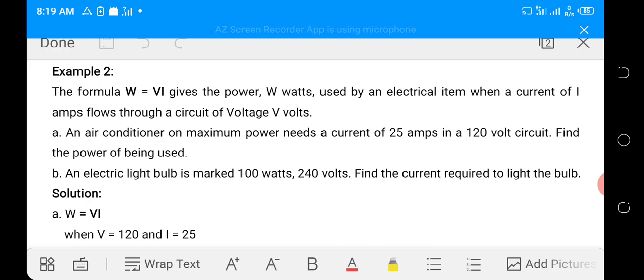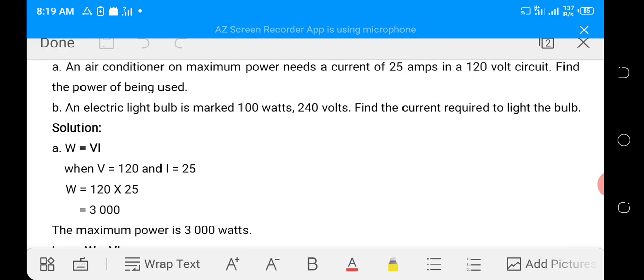Then the question says, an air conditioner on maximum power needs a current of 25 amperes in a 120 volt circuit. Find the power being used. In this question here, they want us to find the power of an air conditioner which draws a current of 25 ampere in a voltage of 120 volts. And B, an electric bulb is marked 100 watts, 240 volts. Find the current required to light the bulb.